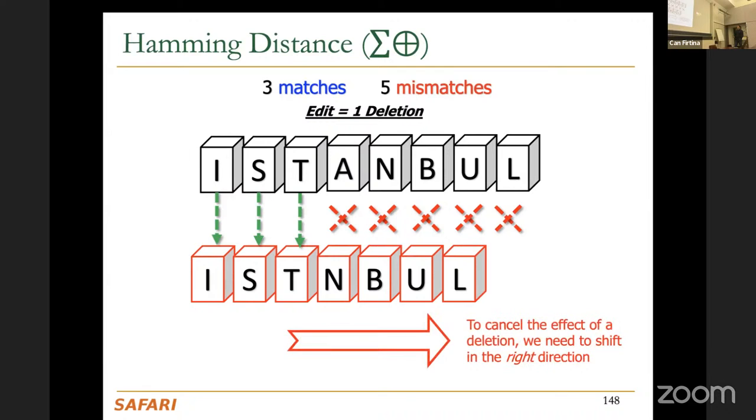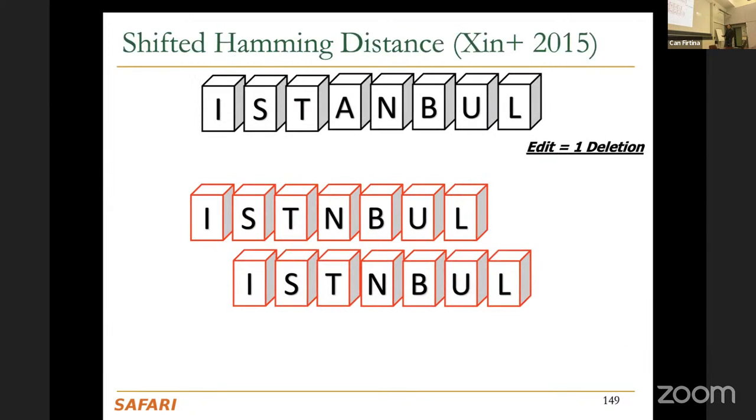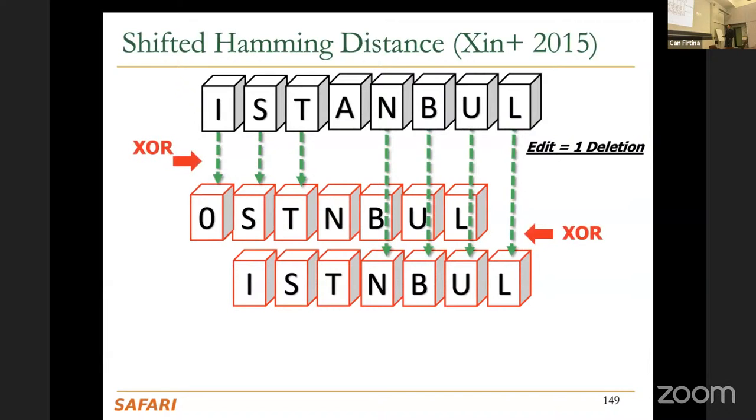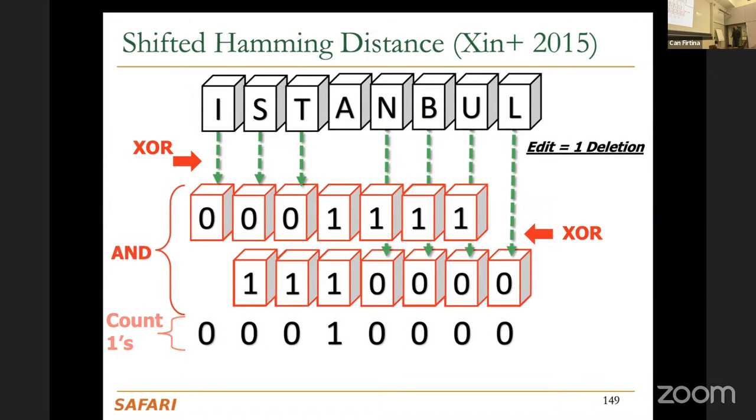This is basically known as the effect of deletion. Everything gets shifted left, and if you want to cancel this effect, you want to shift right. So that's the idea, and this is how you do it. You have this string, and then you have another version of it that is shifted by one. You do your classic Hamming distance operations on both strings, and the numbers are generated by the XOR operations. If you have ones, this means that particular region is not matching. Then you AND all of these to figure out whether you have a series of zeros. If you have a series of zeros, then you actually have matching regions.